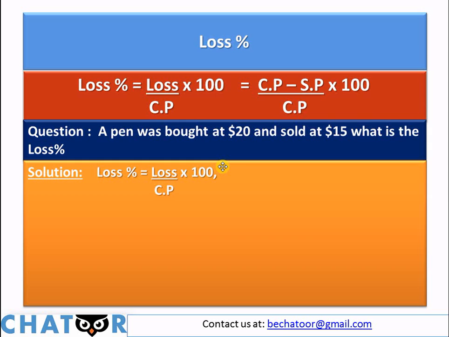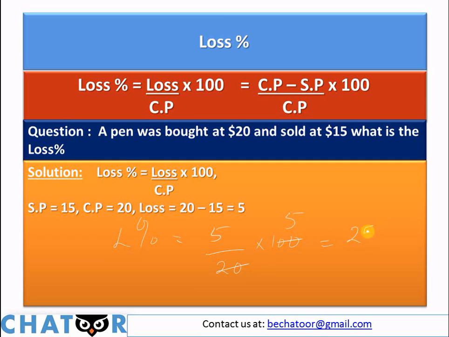Well, the first thing we got to understand is the formula itself, which we have been speaking about. The next thing that we need to do is write down the SP, the CP, and the loss. SP is equal to $15, CP is equal to $20, and your loss is equal to $5. So now the loss percent will be equal to 5 upon CP, which is 20, into 100. 20 goes by 5, so the loss is 25%.